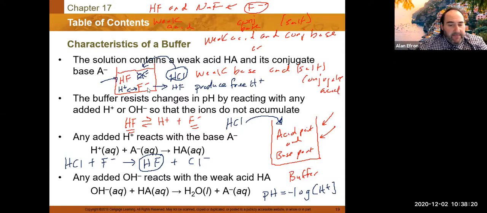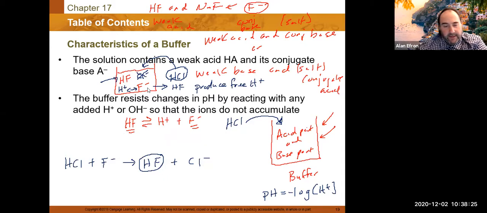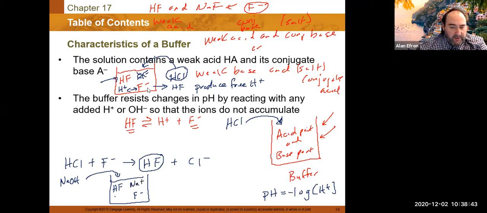And the same thing would happen if we added a base to this buffer. Again, we have HF floating around, F minus floating around. If we added some, say, sodium hydroxide to it, sodium hydroxide is a strong base. It will break apart into Na plus and OH minus. The sodium is actually a neutral salt. If you take 1B or 200, you'll learn about that. Not important. But what we actually did here is produce some OH minus.